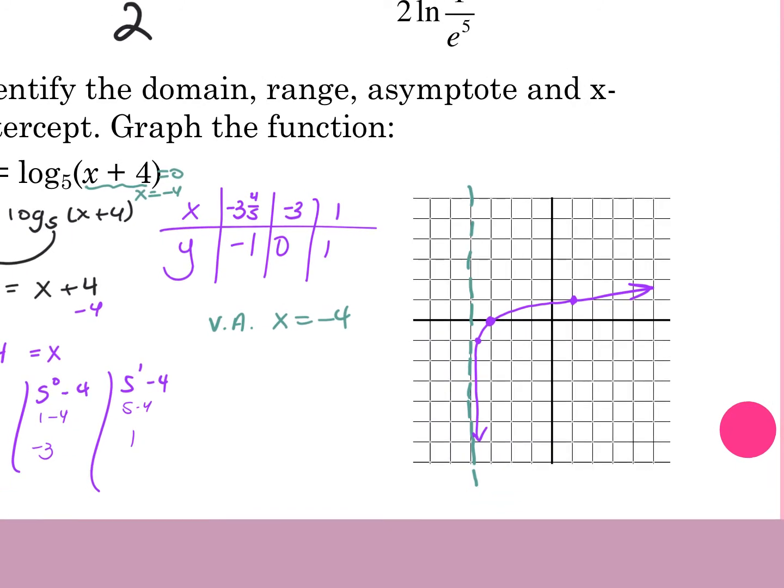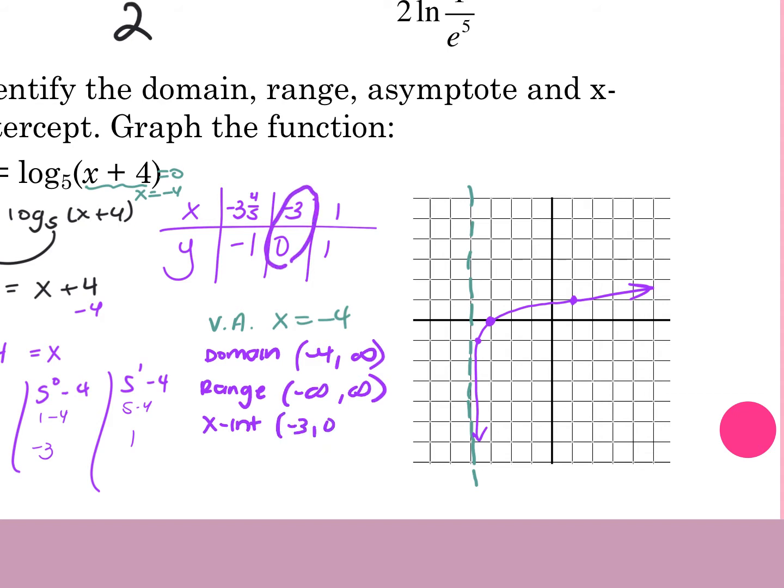So what's the domain on this function? -4. Good. -4 to positive infinity, parentheses on both. What's my range? -3. Good. All real numbers, which is true for all logs. And your x-intercept, I can either get from the graph or go to my t-chart, grab that middle term, which would be negative 3, 0. Questions on either of those questions, number 1 or the graph?